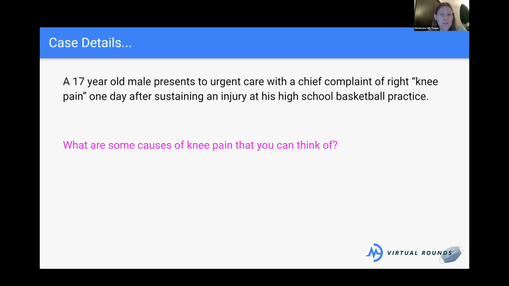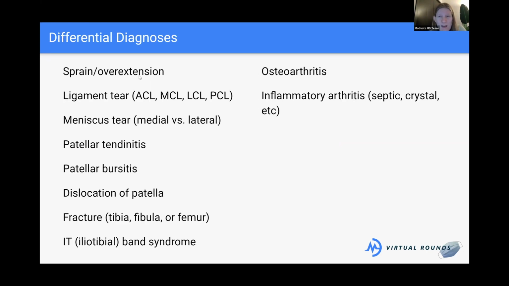That'd be a more serious one, certainly, but definitely a possibility and something that we don't want to miss. Some more common things would be a sprain, an overextension injury that doesn't really have anything pathologically wrong or things that we'd have to go in and fix, but can definitely cause knee pain in a patient. Some other things are a little bit more technical, and we'll go through a lot of this in greater detail. So if these terms look unfamiliar to you, or if you're not sure where it is in the anatomy, we'll address a lot of this later. But some things that I came up with was a ligament tear.